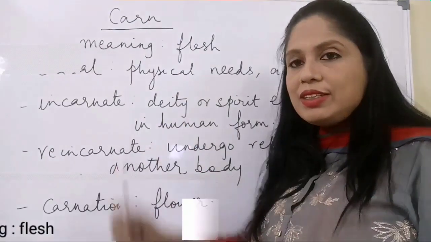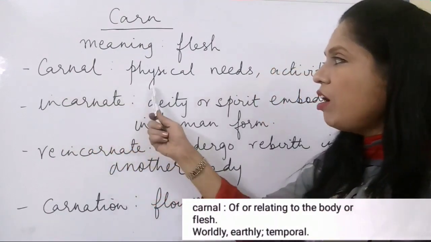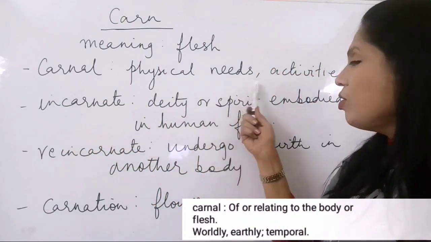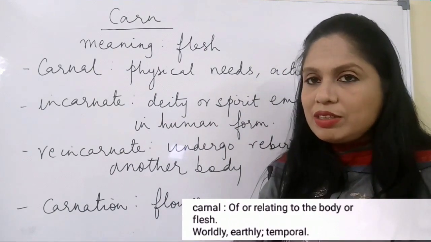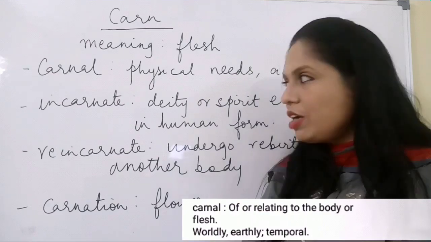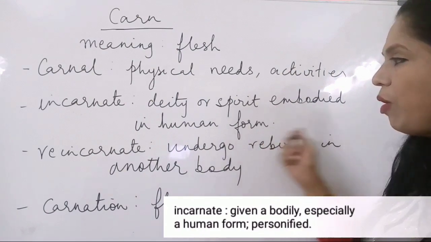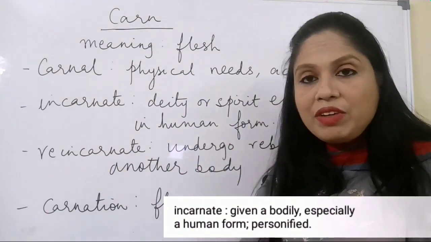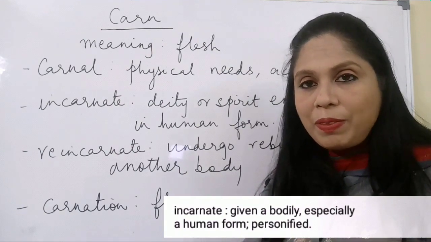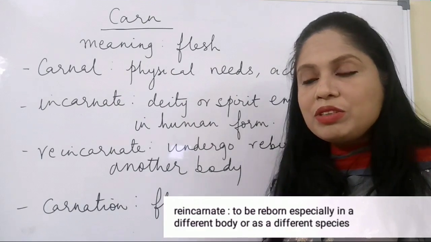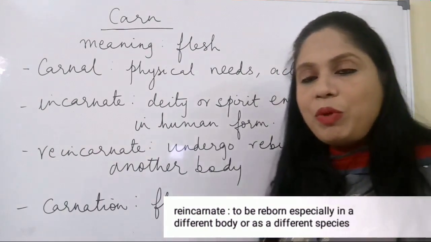The word carn is the next root word. It means flesh. Carnal means physical needs or activities, pleasures derived due to bodily senses, referring even to sexual desires. Incarnate is a deity or spirit embodied in a human form. Just like we have God, the incarnation of Lord Vishnu was Rama. Reincarnate is a process of rebirth, to undergo rebirth in another body.